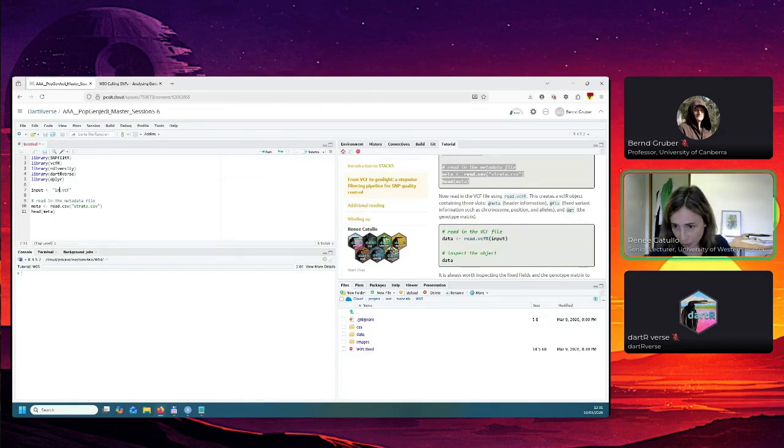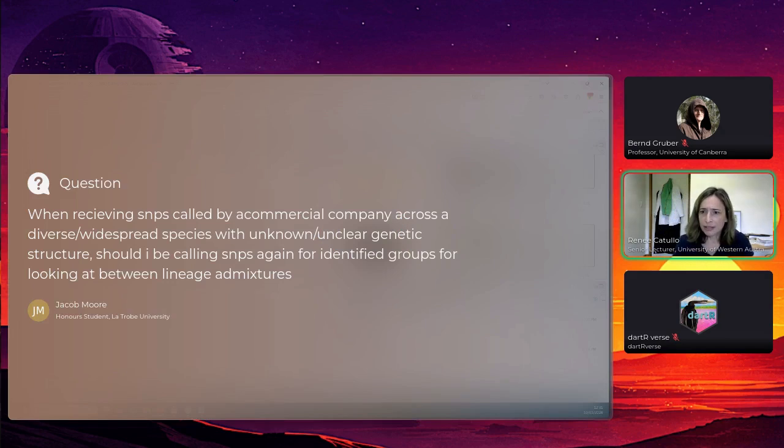And so this question from Jacob: when receiving SNPs called by a commercial company across a diverse, widespread species with unknown or unclear genetic structure, should I be calling SNPs again? And the answer is yes, you should be.